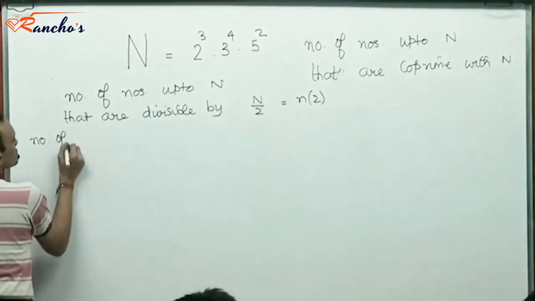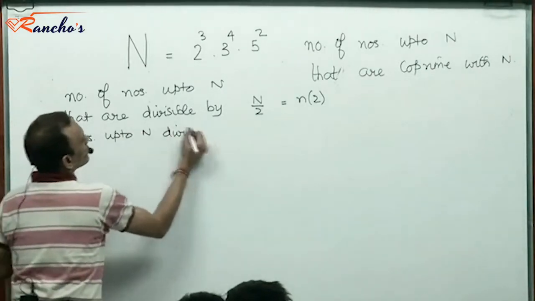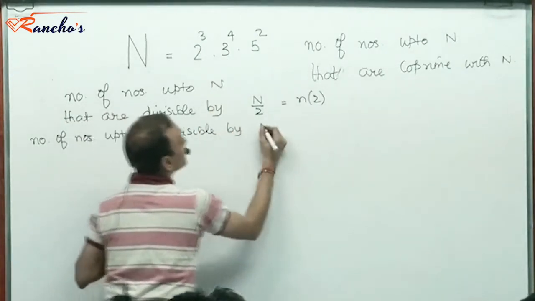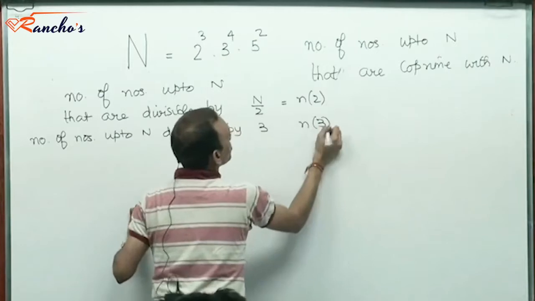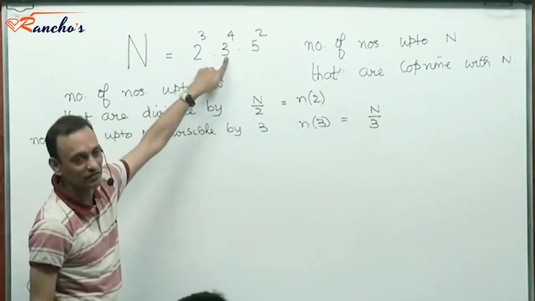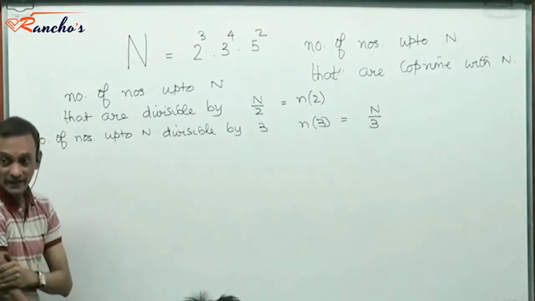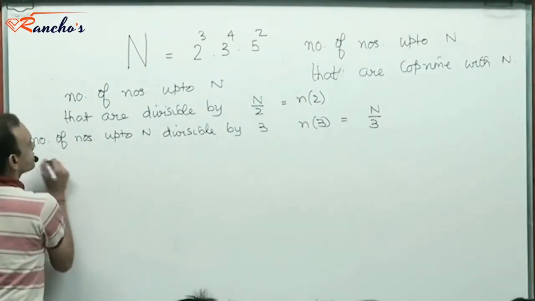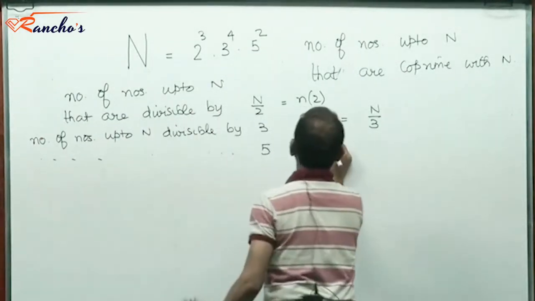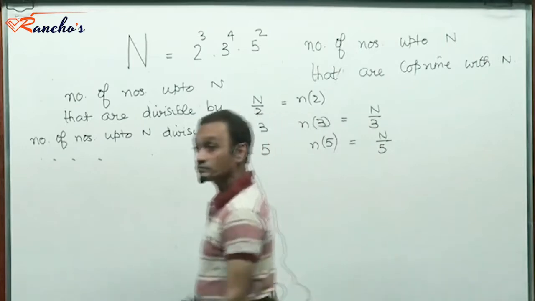Number of numbers again up to n divisible by, see, this is the other common factor, 3. Divisible by 3 is n3. That's going to be n by 3. n has to be divisible by 3. Yes or no? Number of numbers up to n that are divisible by 3 is going to be n by 3. Similarly, number of numbers up to n that are divisible by 5, designate that as n5. That's going to be n by 5, right?